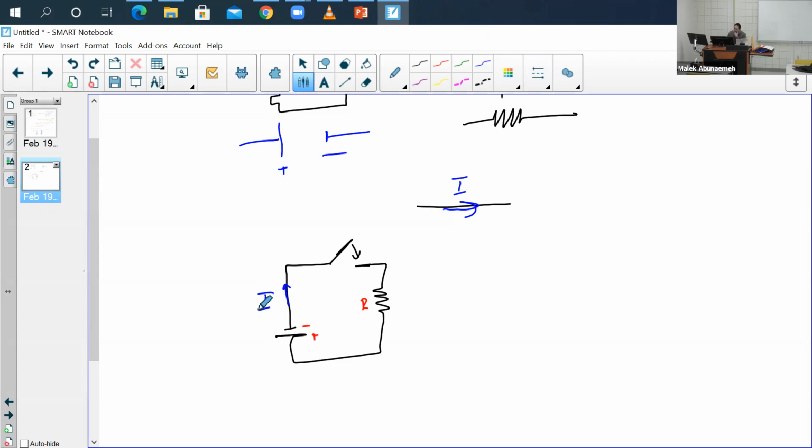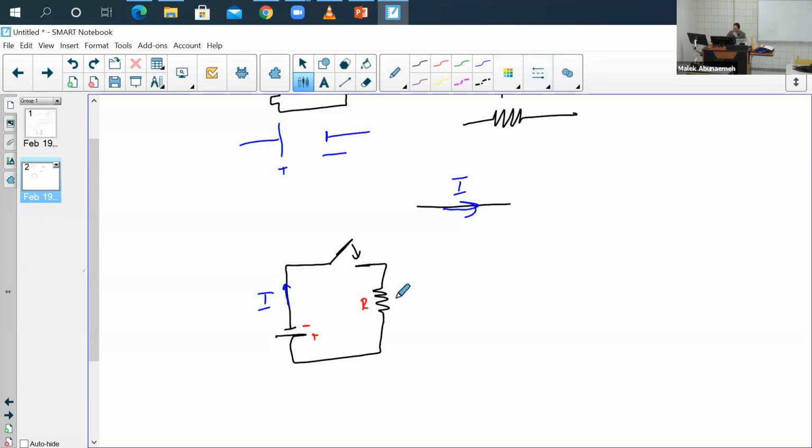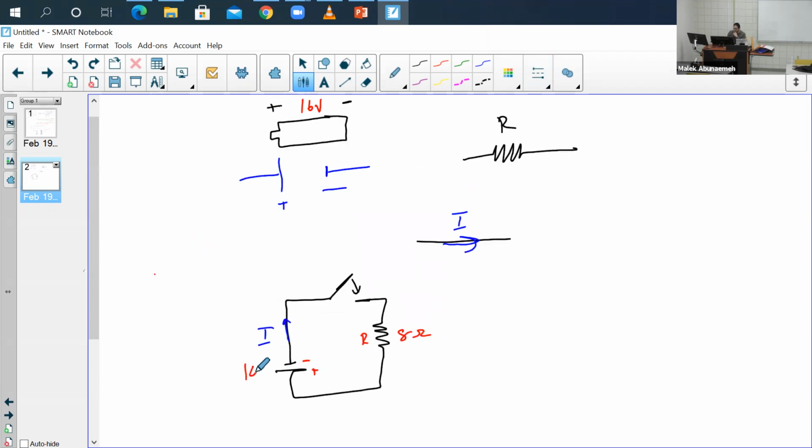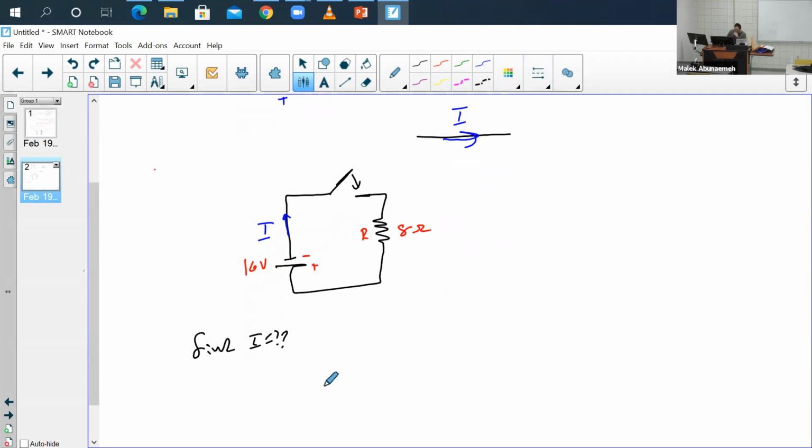So the question that we have: let's say R was 8 ohms, and let's say we use the same battery as in my little example a while ago. So this is 16 volts. So what is I? I is going to equal V over R from Ohm's law, which is 16 over 8. So you're going to have 2 amps.